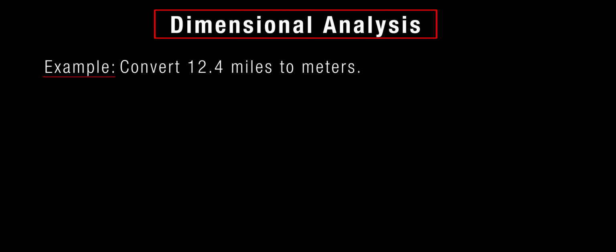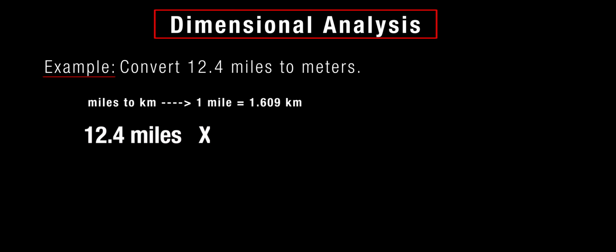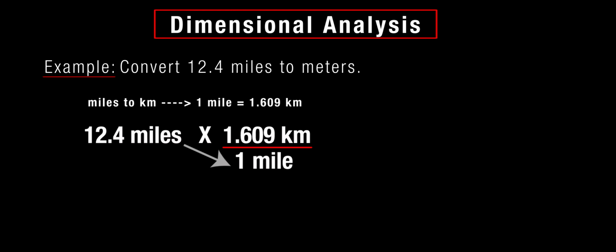While you're setting up, the order of the setup is really important. First, you need to convert miles to kilometers. 1 mile equals 1.609 kilometers. In order to do so, you multiply 12.4 miles times 1.609 kilometers divided by 1 mile. Make sure mile and mile are diagonally placed.